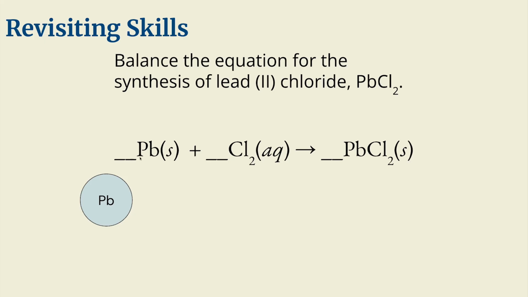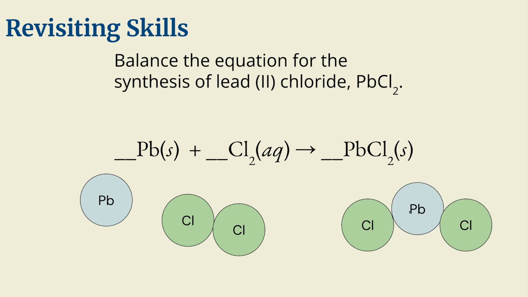And lead here is 1. So we've got 2 chlorines, and our product is PbCl2. So there's 1 lead and 2 chlorines attached to it. There's 1 lead on the reactant side and 1 lead on the product side. We look at the chlorines and see that there are 2 chlorines in the reactants and 2 chlorines in the product, so we're not going to have to do too much in terms of balancing. So there's one lead, one group of two chlorines, and then we have one lead chloride.